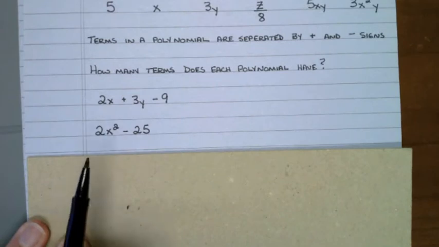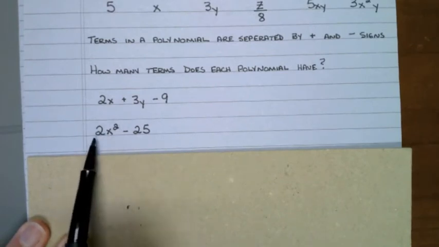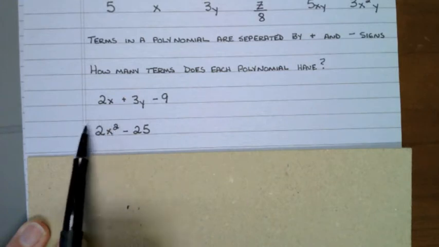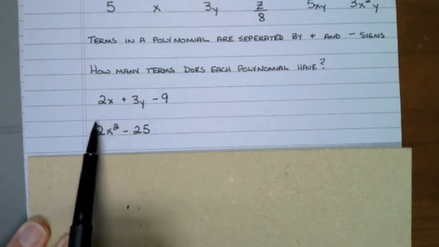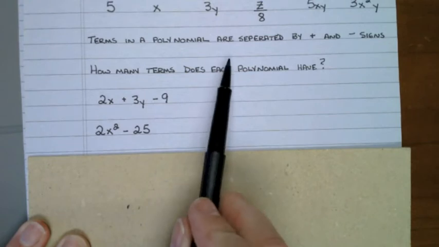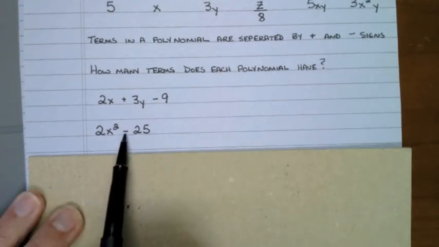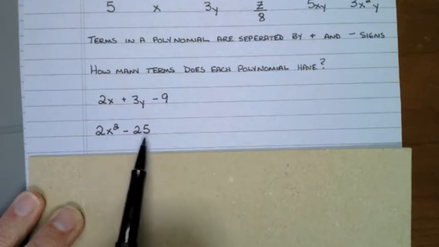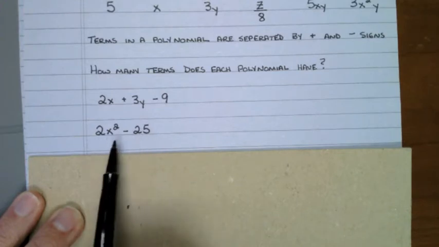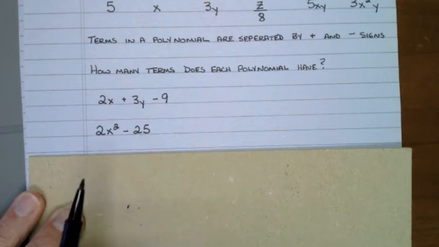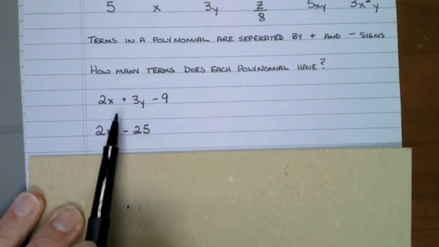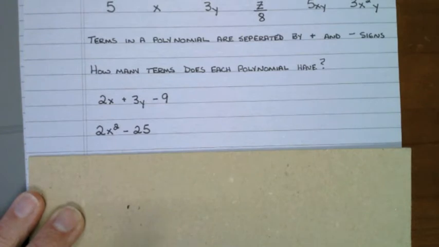How many terms does this polynomial have? It's got 2. The first term is 2x squared. All that pushed together is one term. Terms are separated by positive and negative signs. What's the second term? -25. So how many terms does this have? It has 2. The first one is 2x squared. The second one is -25. Remember, the sign goes with each one of these terms and each one of these numbers.